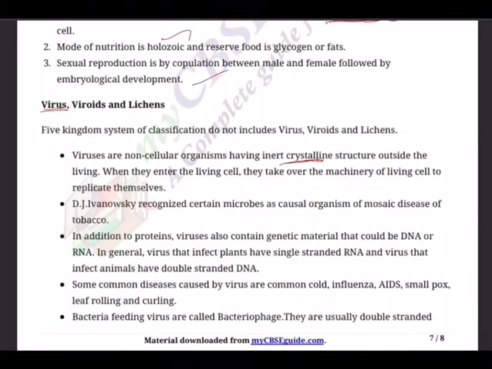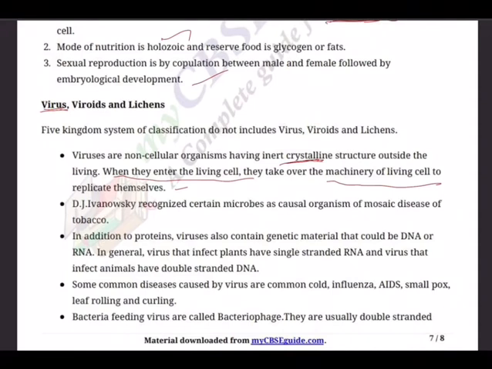So basically, it's a non-cellular organism. It is an inert crystalline structure outside the living. When they enter the living cell, they take over the machinery of the living cell to replicate themselves. So what is the thought that you all must be getting? If we can stop this, when the virus enters into living cells of ours, we should ensure that they will not take over the machinery of our living cells, so that the virus gets killed. D.J. Ivanovsky recognized certain microbes as causal organisms of mosaic disease of tobacco. We say tobacco mosaic disease.